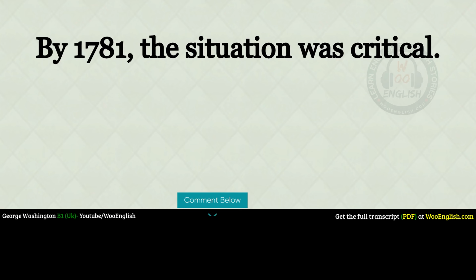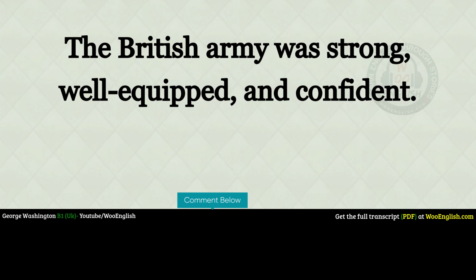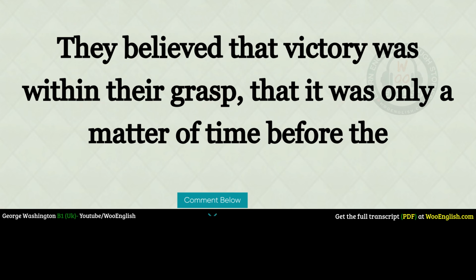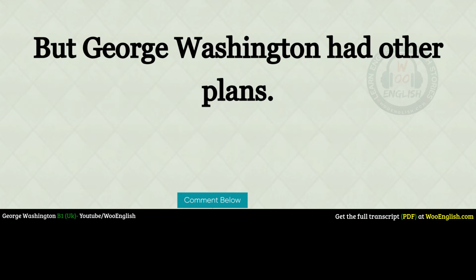By 1781, the situation was critical. The British, under General Cornwallis, were determined to crush the American spirit once and for all. The British Army was strong, well-equipped, and confident. They believed that victory was within their grasp, that it was only a matter of time before the American forces would crumble. But George Washington had other plans.